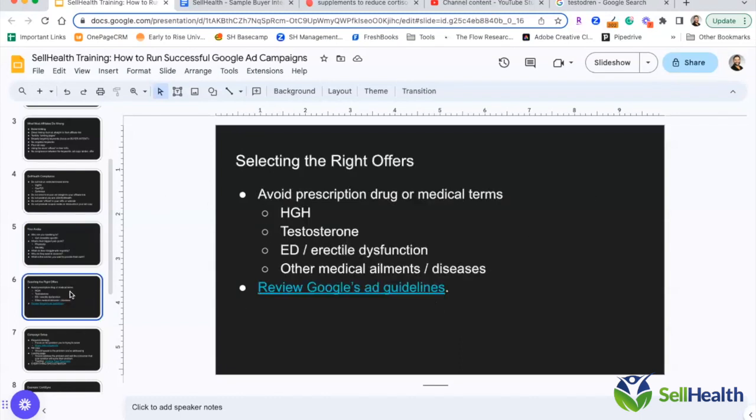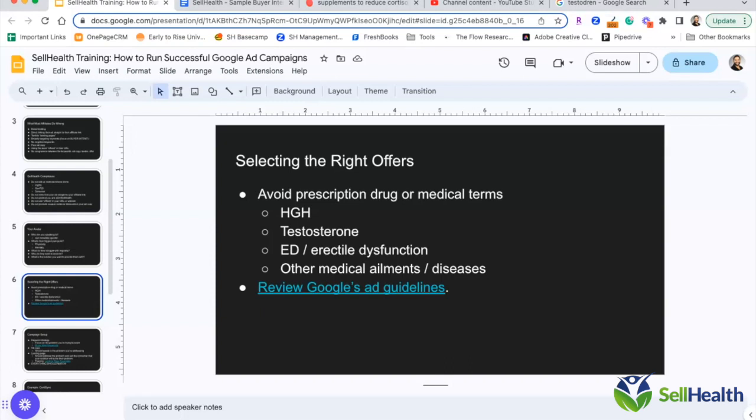All right. So next, selecting the right offers. One of the biggest things that gets people in big trouble when they are bidding on Google Ads is that they choose offers that are not compliant with Google's regulations. What I see affiliates doing is bidding on terms that are related to prescription drugs or medical terms. So you have to be really, really careful about the offers that you are promoting.